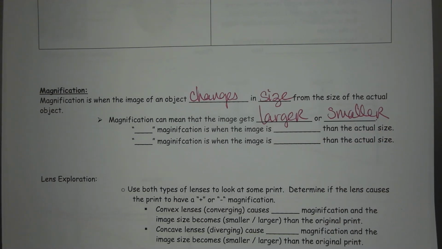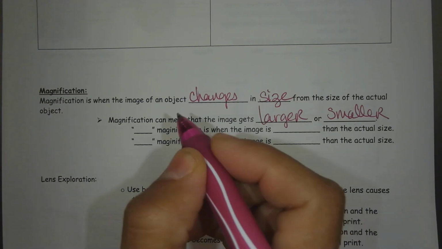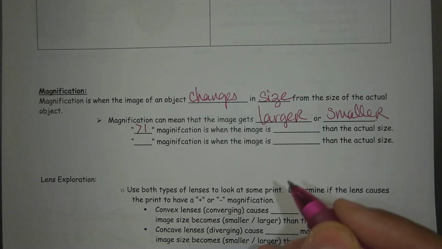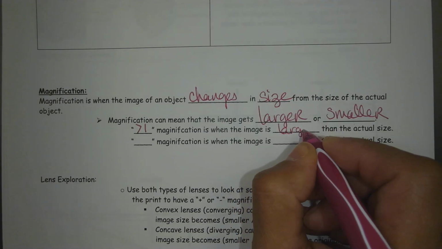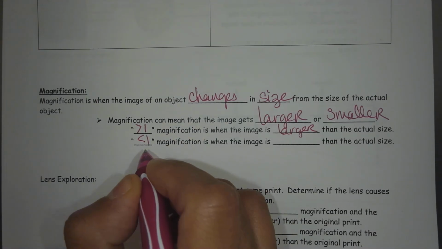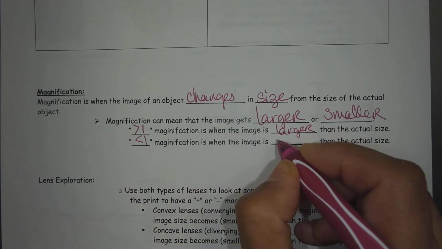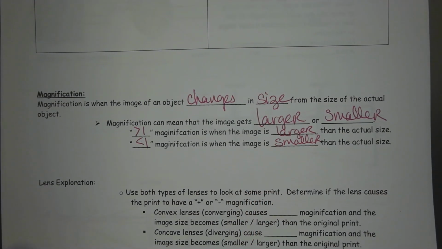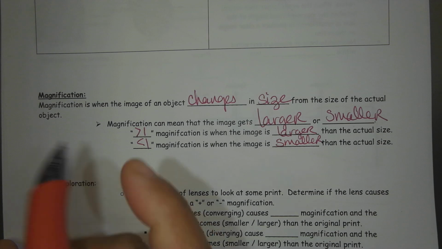Magnification not only means for it to get larger, it also means for it to get smaller. It says over here, it depends. If I've got greater than 1 magnification, then that image is going to be larger. It's going to get bigger. If my magnification is less than 1, then the image is going to become smaller. Pretty easy. Let me give you an example.